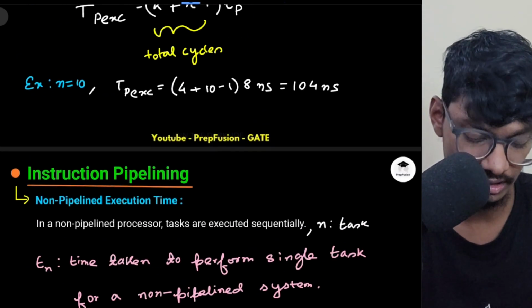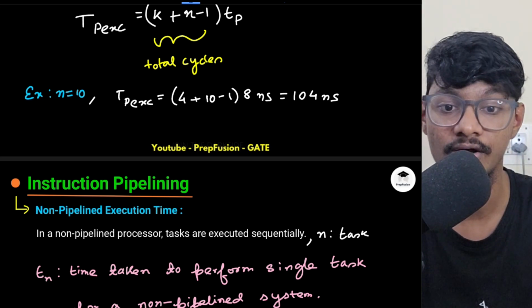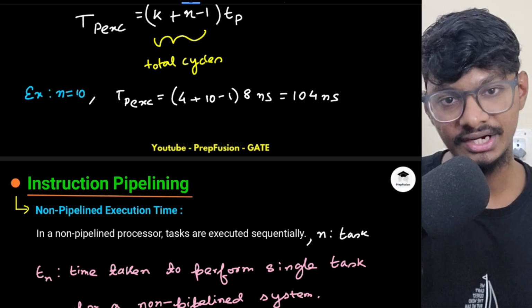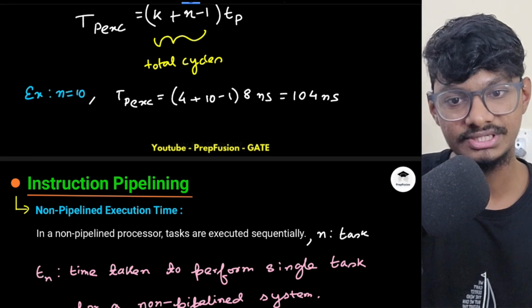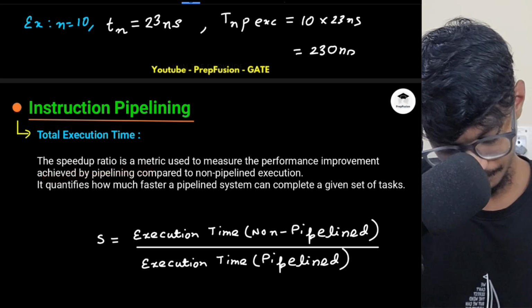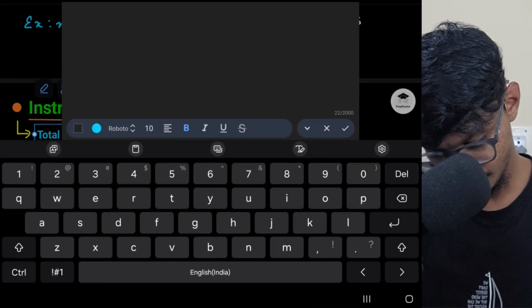It is taking me 230 nanoseconds and this is taking me only 104 nanoseconds. So about half the time. I am saving about 50% of the time. So there is a metric to compute how much time I am saving. That is the speed up ratio. Okay, so this should be the speed up ratio actually.